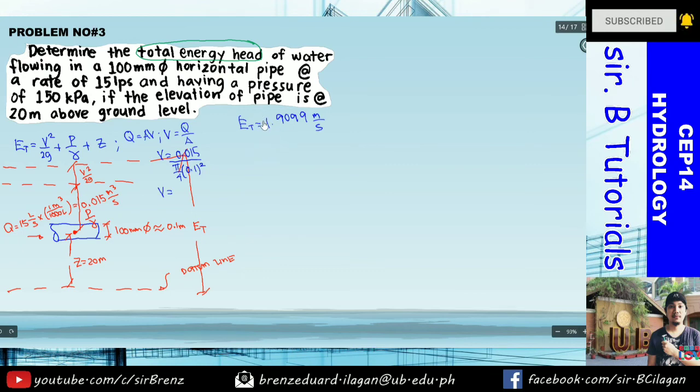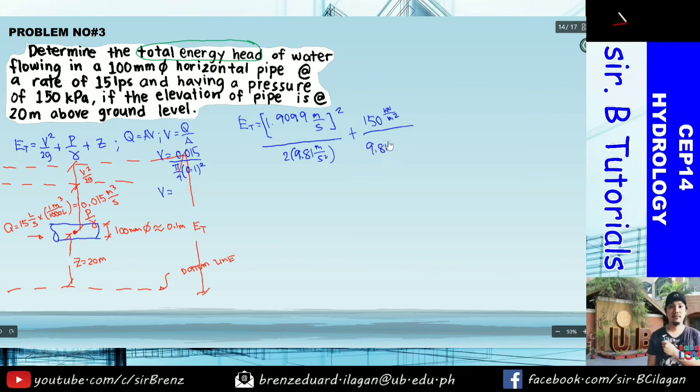So, ito nga. V squared over 2g. So, 2 times the gravitational acceleration na 9.81 meter per second squared. And then plus the pressure head. So, given ka ng 150 kilopascal or kilonewton per square meter over the unit weight of the water, 9.81 kilonewton per cubic meter. Okay lang yan. Ma-answer naman yung mga unit.